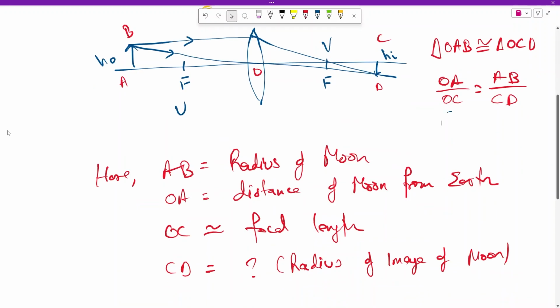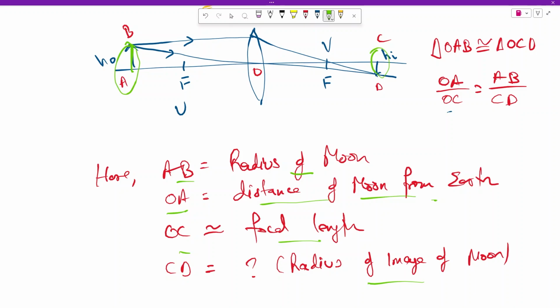So if we assume that this is the moon over here, now this is going to be the radius of the moon. So we can assume that AB is the radius of the moon and OA is the distance of the moon from the earth, that is the lunar orbit, and OC is the focal length of the objective, and CD is the radius of the image. So HI is the radius of the image. So the moon will be forming like this.